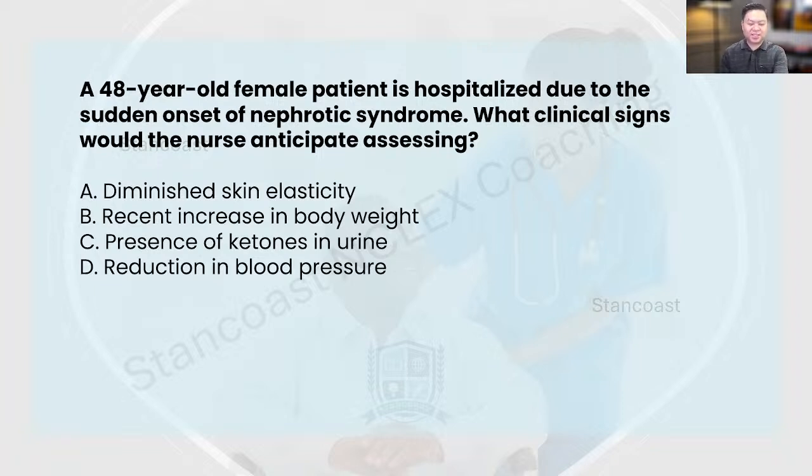All right, let's move on. Now, our scenario here is about, again, a patient with a new sudden onset of nephrotic syndrome. So what are these clinical findings that you are going to expect? Well, let's go through each option here. Is it A, diminished skin elasticity?